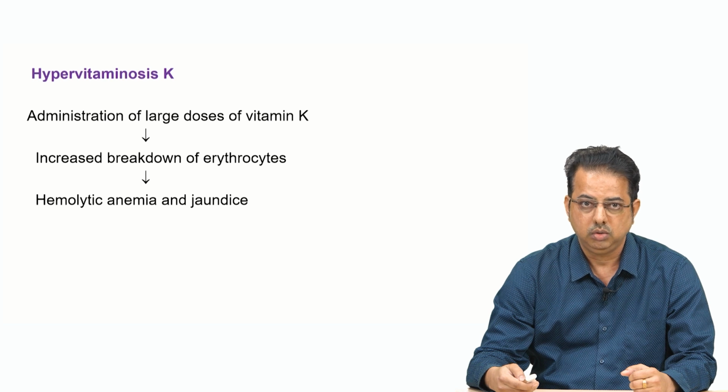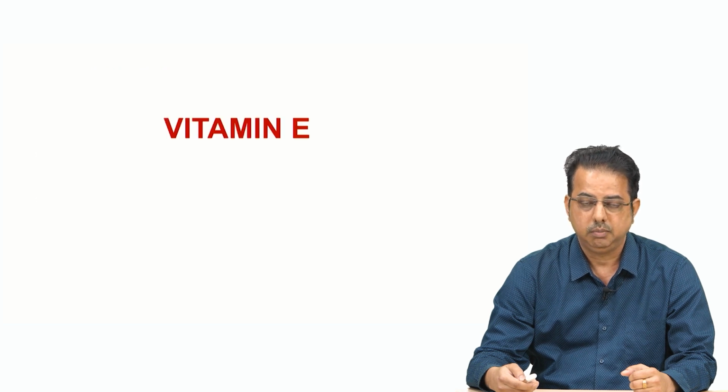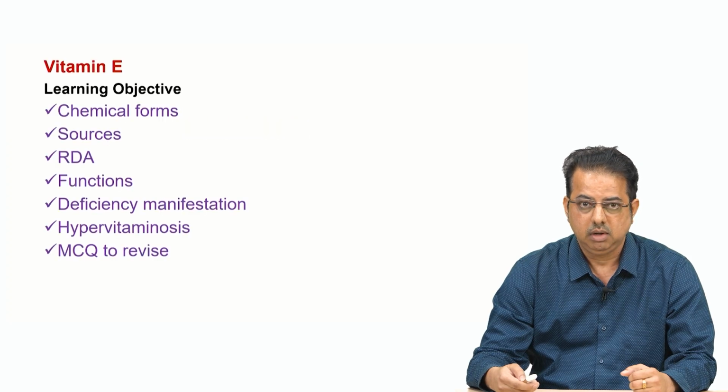Now, we will move on to vitamin E. Again, we will be studying vitamin E under the following headings. We will discuss the chemical forms of vitamin E, then sources, RDA, functions, then deficiency manifestations, followed by hypervitaminosis of vitamin E. Towards the end of this video, we are going to discuss some MCQs regarding vitamin K as well as vitamin E to revise the topic.